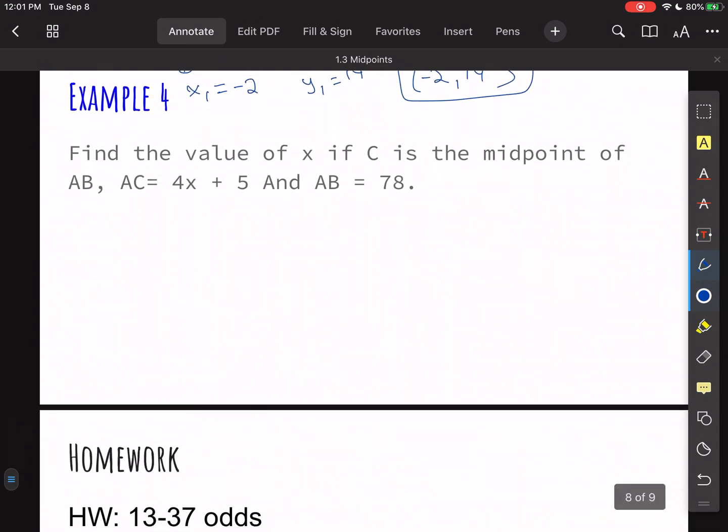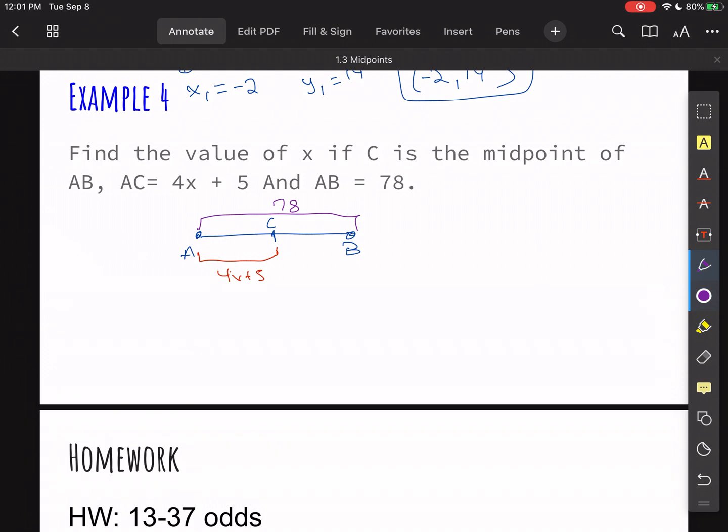For example 4, it says find the value of x if C is the midpoint of AB. So look, guys, here's AB, right? I'm going to draw AB out. C is in the middle. And then let's do this. I know that AC is equal to 4x plus 5. I also know that AB is equal to 78.